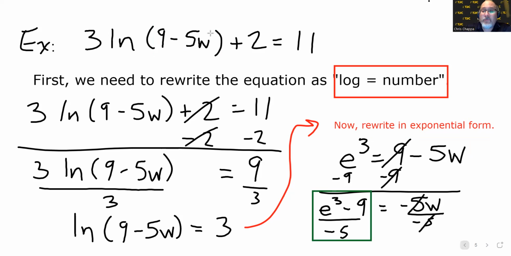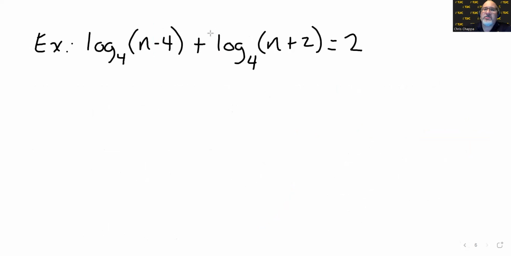Why the next video? Well, because we haven't talked about equations like this, which is a type 1 log, because some of the terms are logs, that's 2 of them, and some of them are not. This term here is not a log. So what do we do for this one? Well, let's talk about it in the next video.